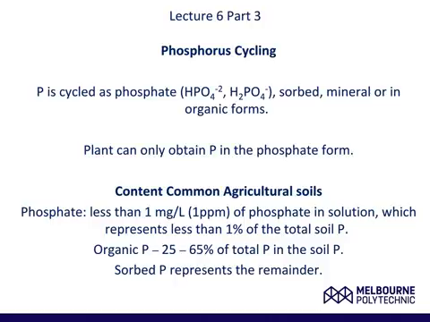The content common in agricultural soils: phosphate tends to make up less than 1 mg per litre, or 1 part per million, of phosphate in the solution. This represents less than 1% of the total soil phosphate, i.e. it's found in very low concentrations. Organic phosphate makes up between 25 and 65% of the total phosphate in the soil. This depends on the soil type. And sorbed phosphate represents the remainder.